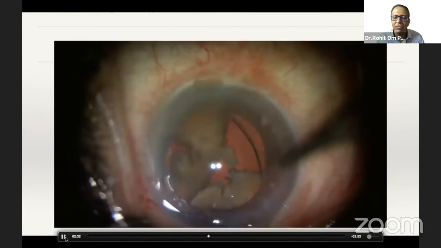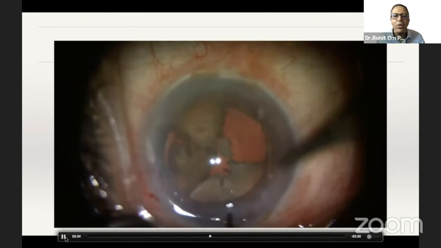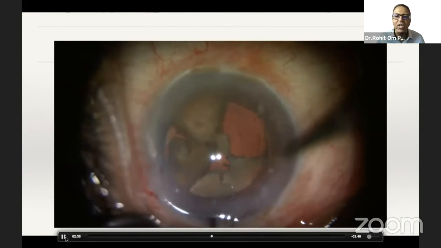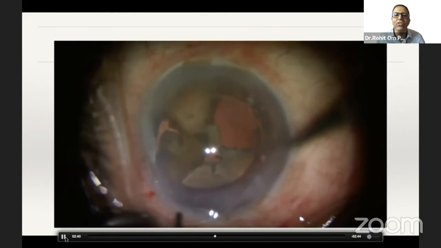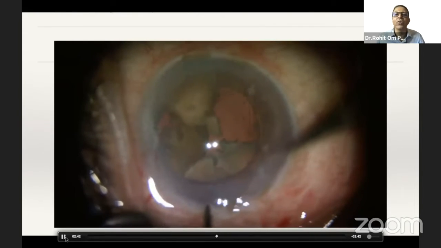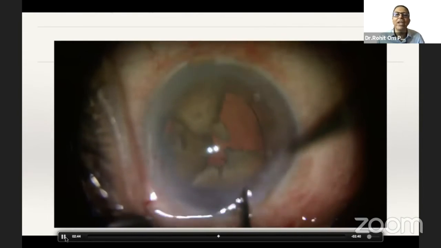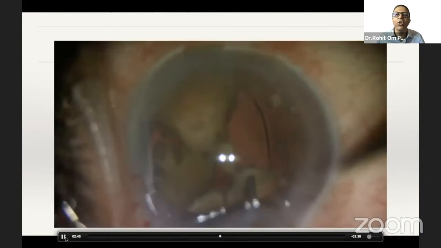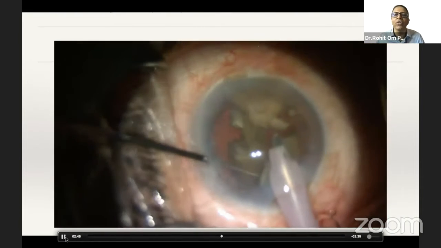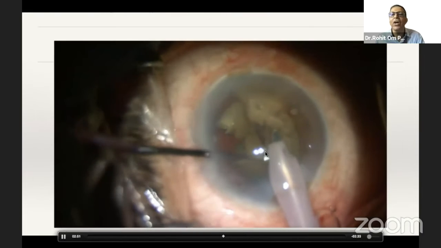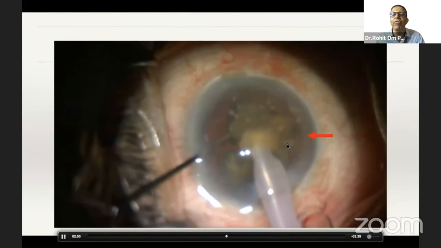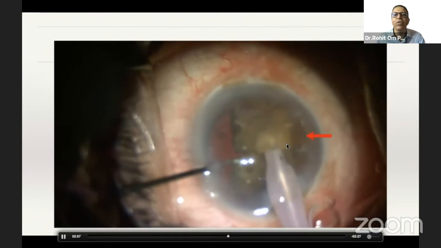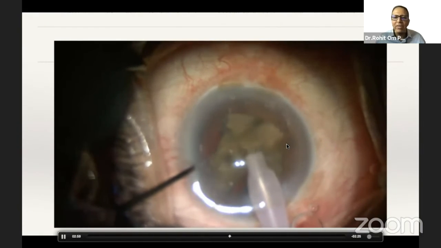So now with the bag inflated, I am dialing it in gradually and gradually. They say you put more stress when you are using this technique. But if the bag is adequately inflated, you do not put stress on the zonules. So now I'm using a nuclear scaffold. You see how I have placed these nuclear fragments in the area of zonular dehiscence to give a three-dimensional support.